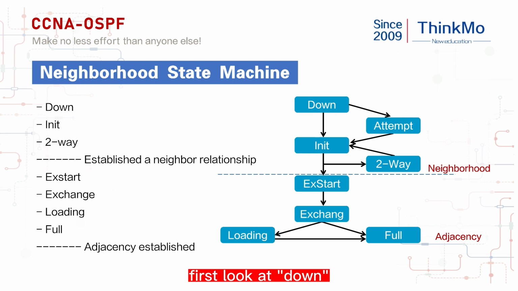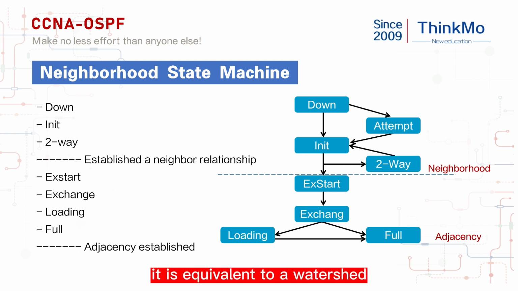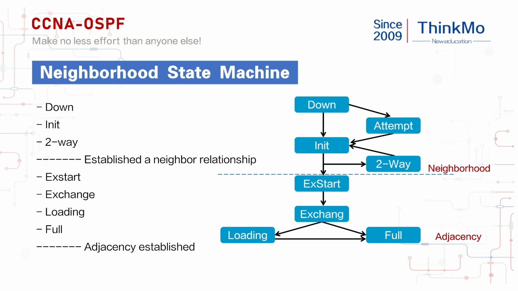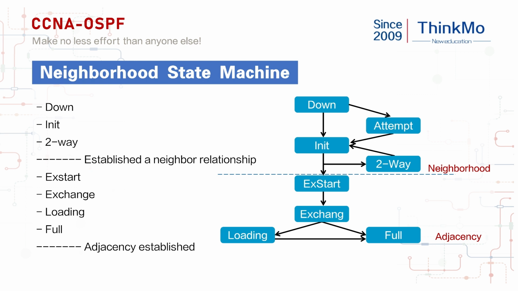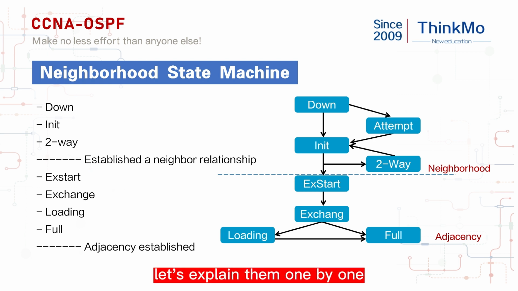First look at down, followed by init, which is now called initialization. Then two-way, which is equivalent to a watershed. Further down is exstart. The next one is exchange. Next is loading. The last one is full. Okay. Let's explain them one by one. These are the 7 states.